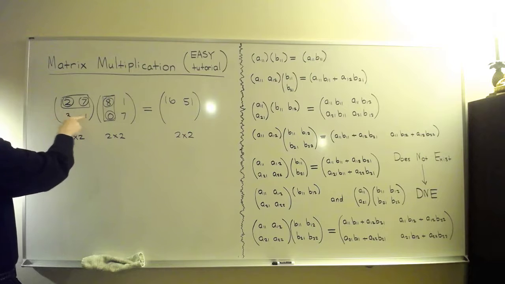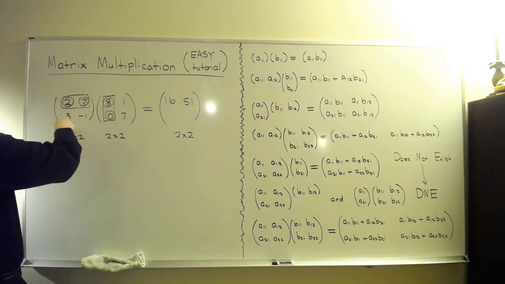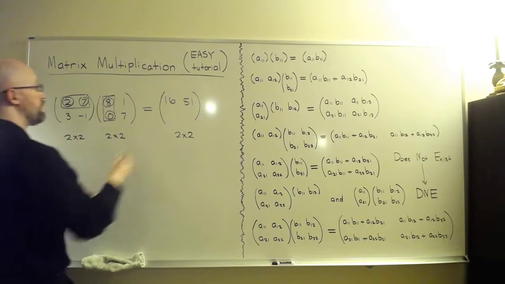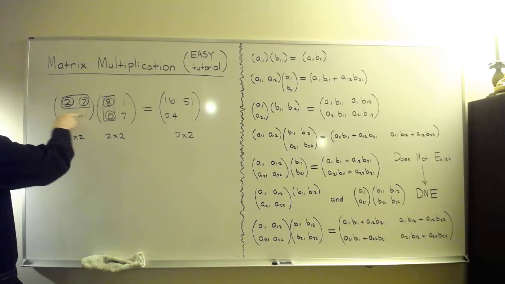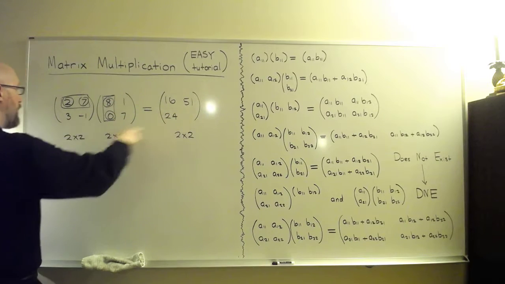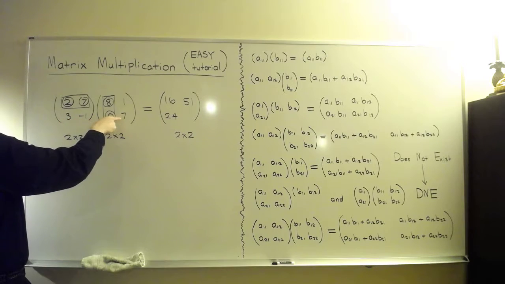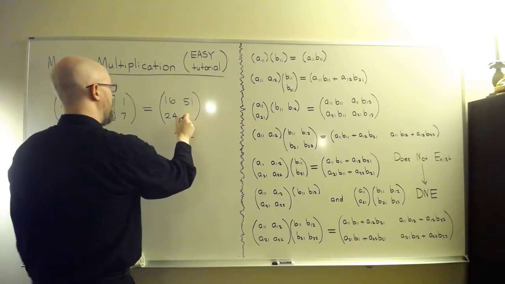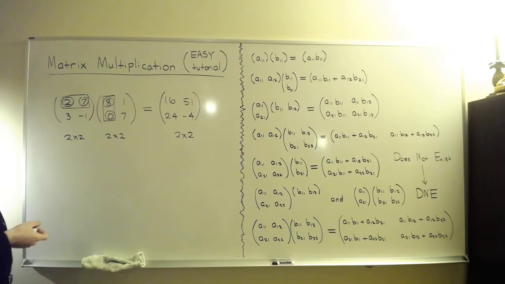And then I would take the bottom row, left column for this bottom left entry. 3 times 8 is 24, minus 1 times 0 is 0, so we got a 24 there. And then bottom row and right column for the bottom right entry here. 3 times 1 is 3, minus 1 times 7 is minus 7. Add those together and I get a minus 4. So that's what we were doing before.